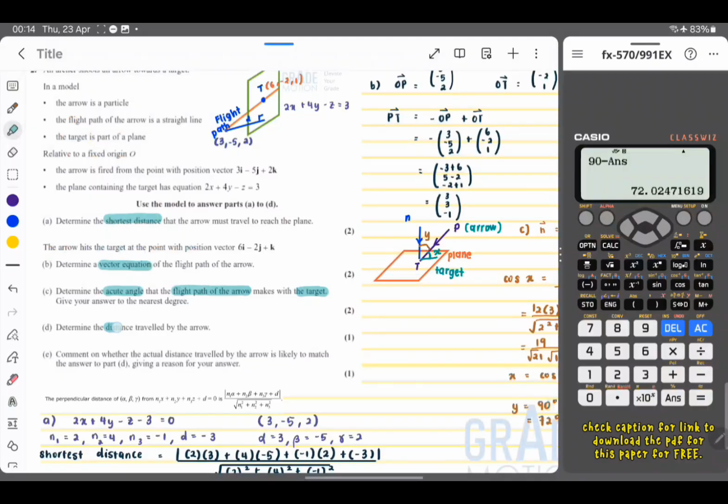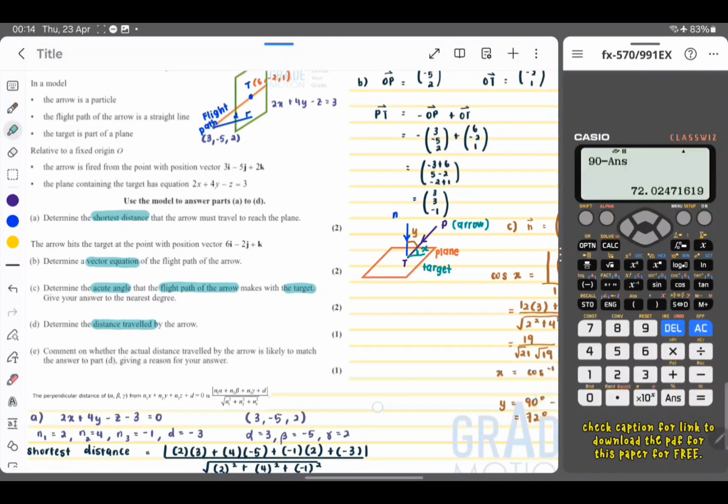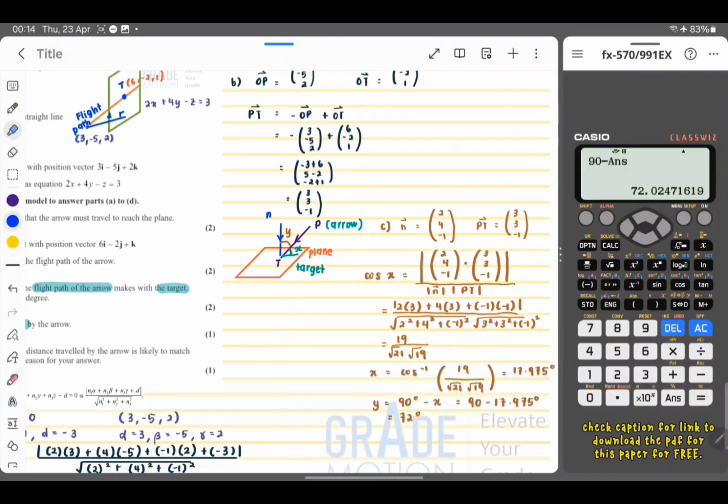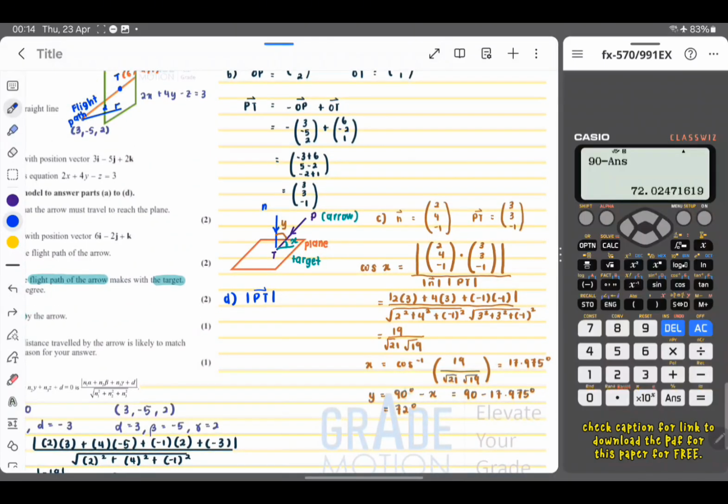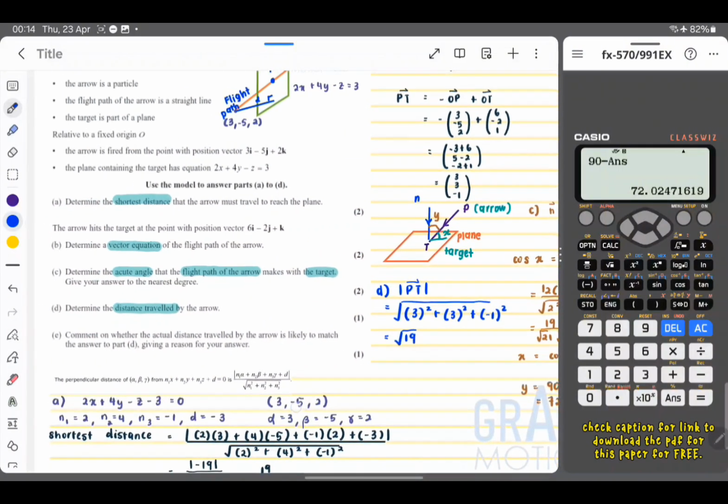They want us to find the distance traveled by the arrow. So D, the distance traveled by the arrow is basically just the modulus of PT. We know our PT already. So the modulus of that would be 3 square plus 3 square plus negative 1 square, which we already computed here, that is square root 19. D is also done.